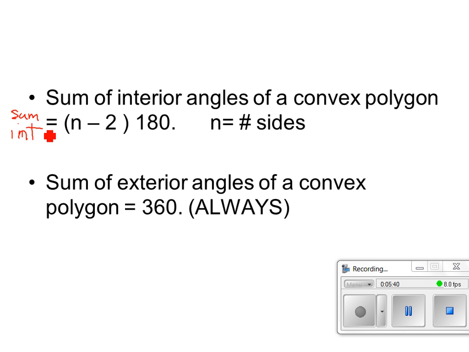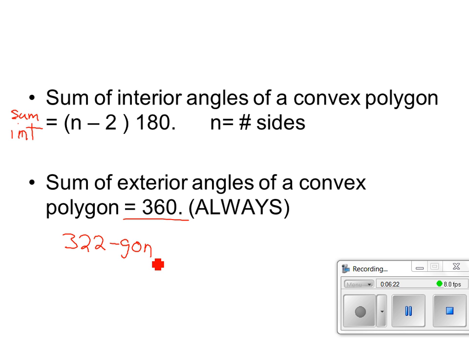And then this is the formula for the sum of the exterior angles. On the test, I'm going to mess with a bunch of you, because problem number 1 will say find the sum of the interior angles of a hexagon. Problem number 2 will say find the sum of the interior angles of an octagon. Problem number 3 will say find the sum of the interior angles of a dodecagon. Then problem number 4 will say find the sum of the exterior angles of a 322-gon.